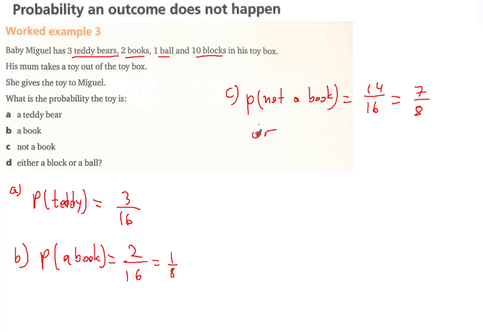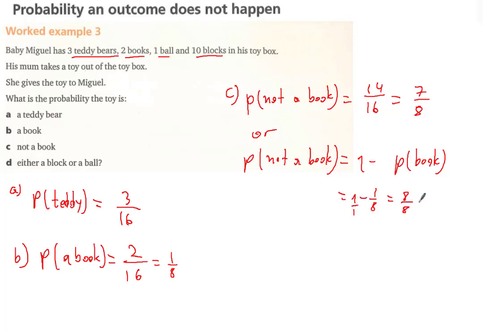Or using the formula, not a book is 1 minus probability of being a book. Well, this is 1 minus 1 over 8. And for 1 minus 1 over 8, we can find the least common multiple, which is 8. So 8 over 8 minus 1 over 8, it's 7 over 8.